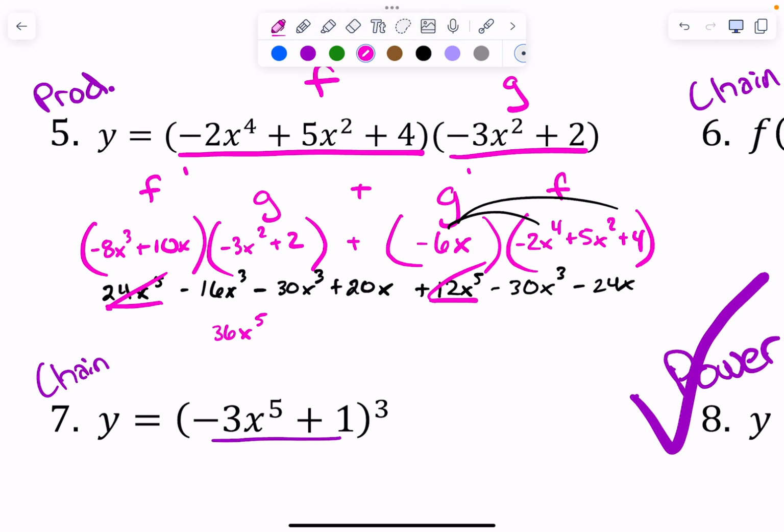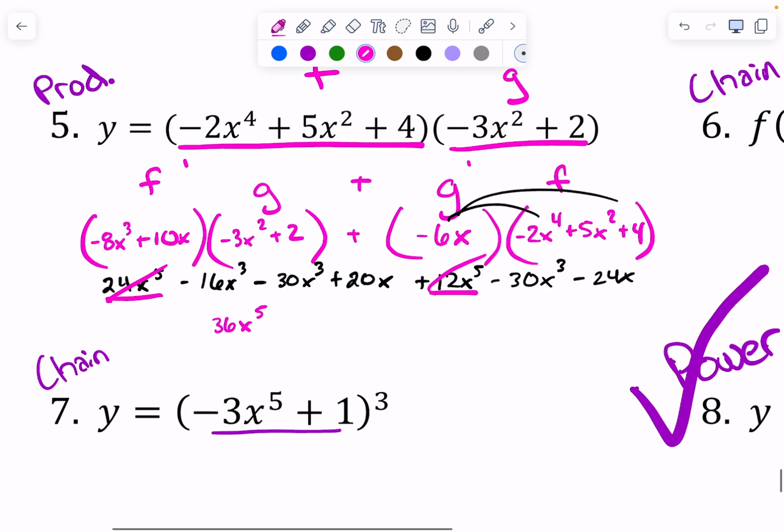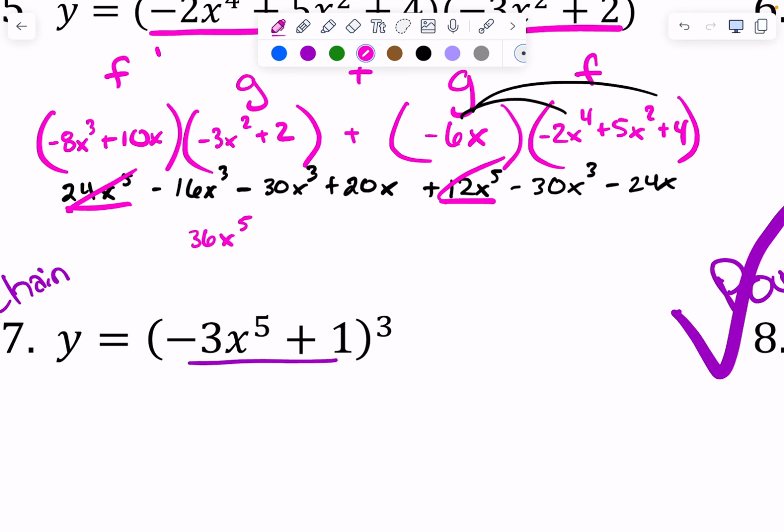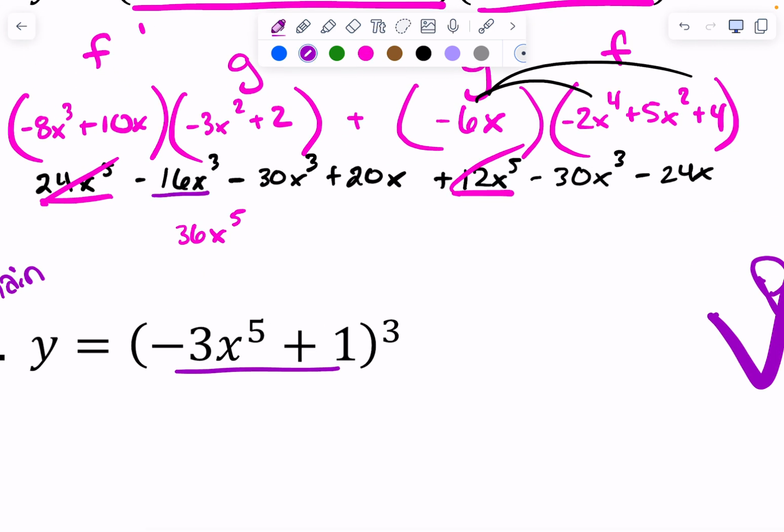Okay, Daniel, we are finishing up putting like terms together for number 5 and getting your final answer. We've got 36x to the 5th. Then I've got my x cubes, so negative 16 minus 30 minus another 30, and that is negative 76x to the 3rd. Dang it, I thought you did it wrong. They canceled out.